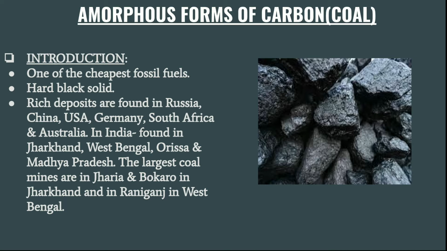First is coal. Coal is one of the cheapest fossil fuels. See the picture of the coal. Most of you have seen this coal. It is a hard black solid, and rich deposits of coal are found in Russia, China, USA, Germany, South Africa and Australia. In India it is found in Jharkhand, West Bengal, Odisha and Madhya Pradesh. The largest coal mines of India are in Jharia and Bokaro in Jharkhand and Raniganj in West Bengal.